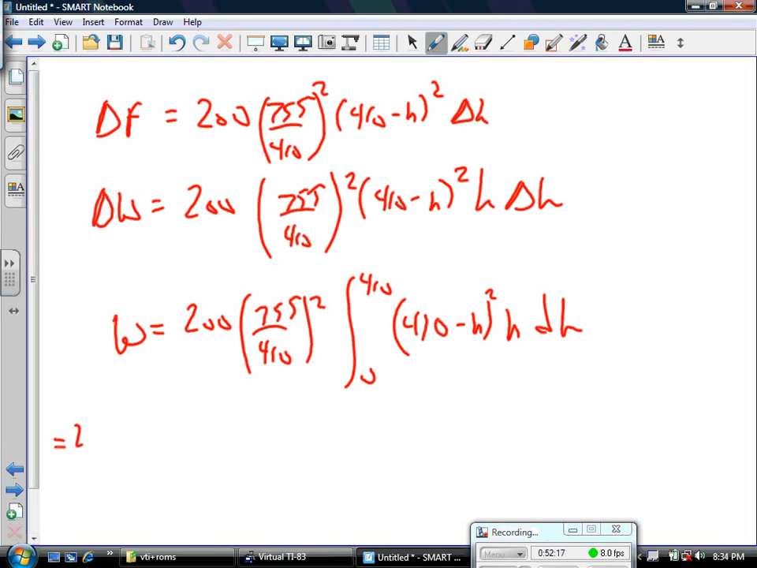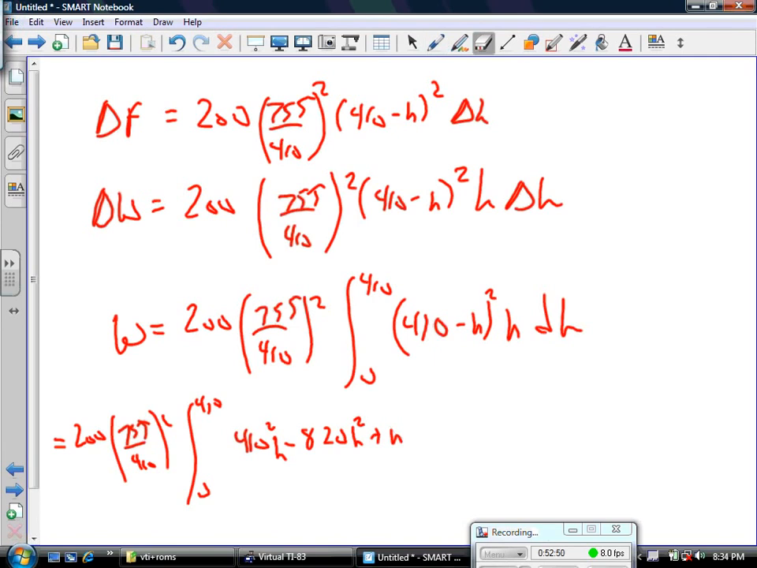Okay, equals 200 times 755 over 410 squared times the integral from 0 to 410. I didn't integrate yet. I'm just trying to make it integrable. It's going to be 410 squared, then negative 410h and another negative 410h, so minus 820h plus h squared, times h. What happens if you take this times h? You've got h all over the place. Let me write it that way: h times h squared times h.